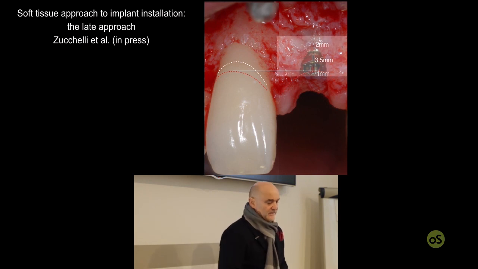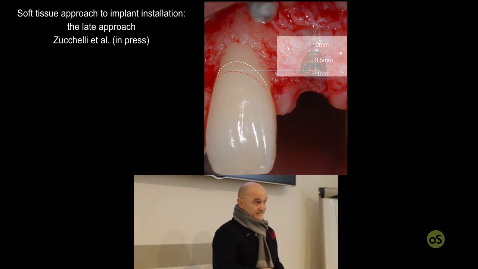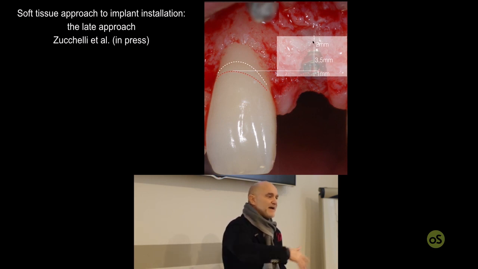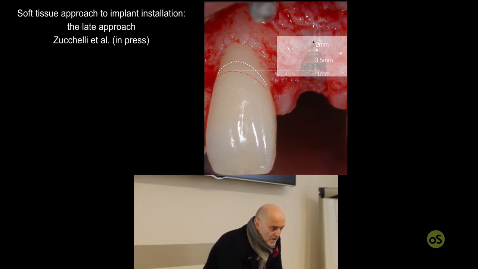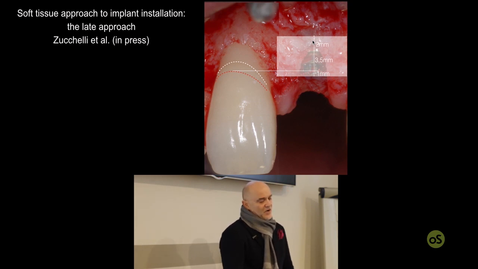So this is the connective tissue graft we need. No need for bone augmentation, but we protect the area where the bone is thin by extending the connective tissue graft to this area for a couple of millimeters. But what's the great advantage of the delayed implant installation?